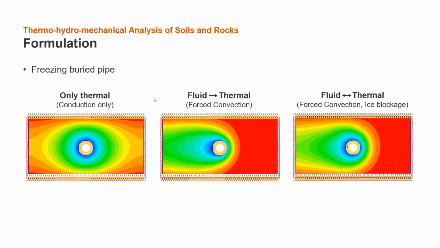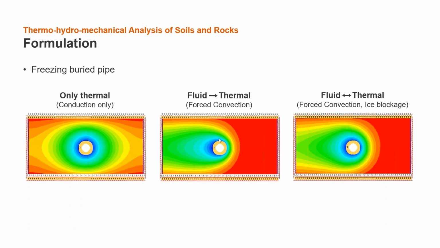And here is a very simple example to show the interaction between the fluid and thermal phases. Three models were created to model the effects of a frozen pipe on the surrounding environment, and the water flows from the right to the left for the two models that have the fluid effect on. The first one only considers thermal conduction only.